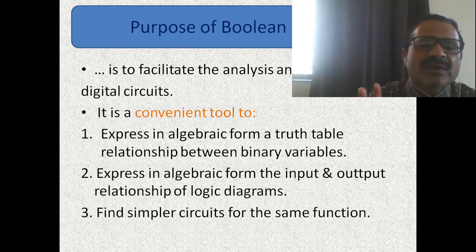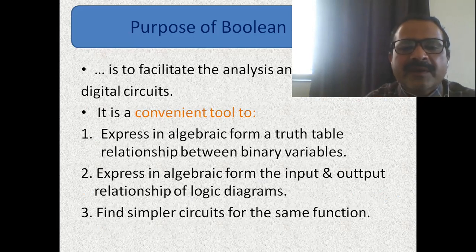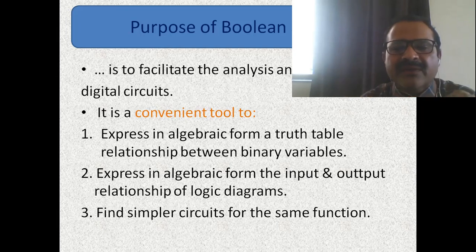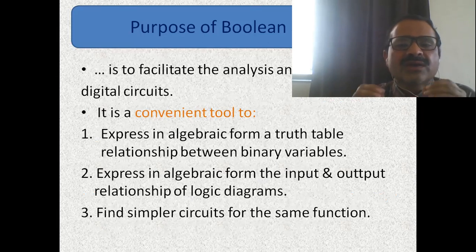Now, how does this particular tool become convenient for us? This convenience is provided in three ways. One is that it is useful to express in algebraic form a truth table relationship between binary variables. It means the relationship between various binary variables is expressed in algebraic form, which is useful to analyze the given circuit.